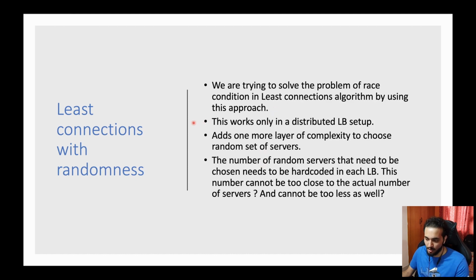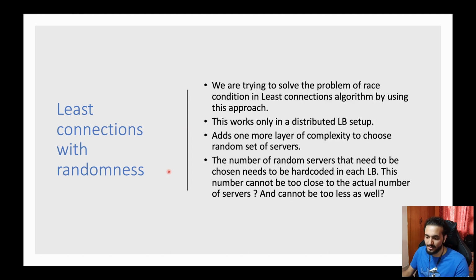This works only in a distributed load balancer setup. The problem here is we are adding one more layer of complexity. Which means that even the time it takes to pick these random servers is going to get added to the latency. If it's fast enough, it's good. If that operation takes more time, then your latency increases because of an algorithm that you've chosen. So since you're adding one more layer of complexity, you're adding one more failure, and you're just complicating your life basically.